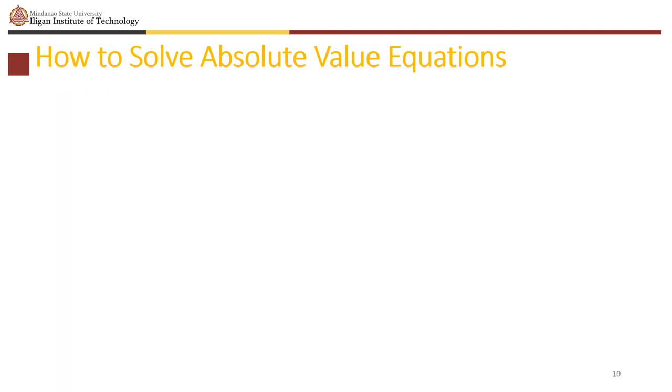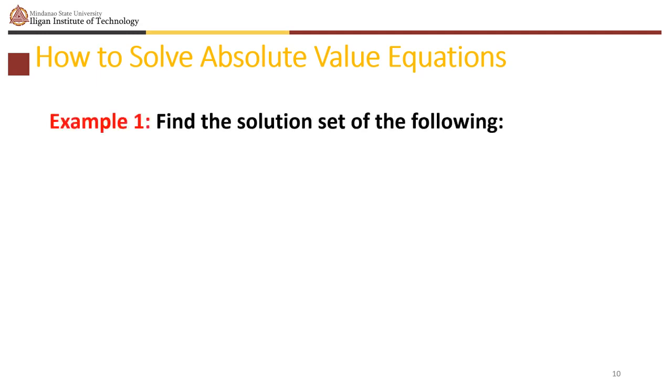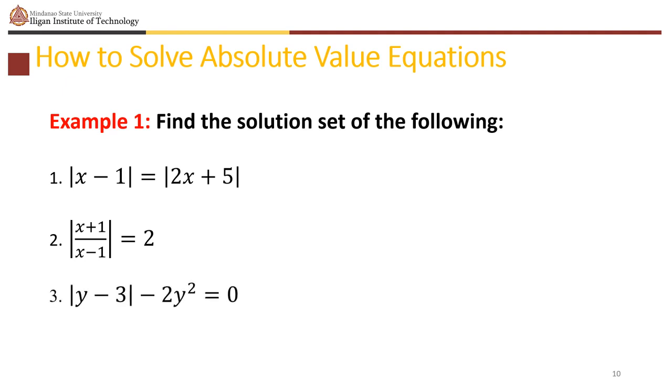So we now try to solve the following absolute value equations. Example 1, find the solution set of the following. Number 1.1, the absolute value of x minus 1 equals the absolute value of 2x plus 5. 1.2, the absolute value of (x plus 1) over (x minus 1) is equal to 2. 1.3, we have the absolute value of y minus 3 minus 2y squared is equal to 0.